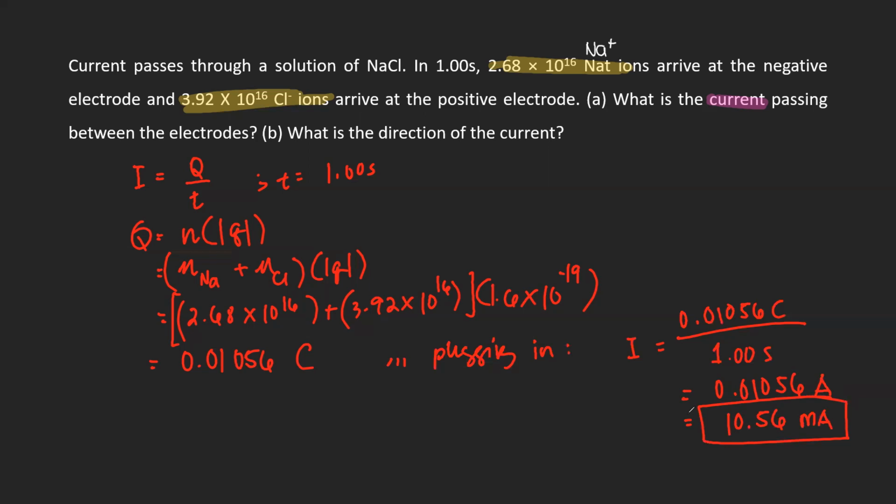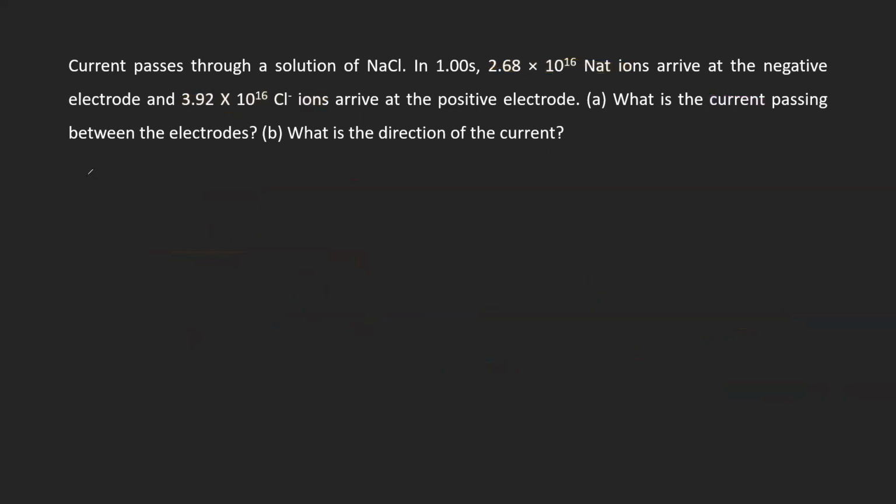That's it. Now for letter B, what's the direction of your current? So we are now referring to the direction. Conventionally, the current will flow toward the negative electrode, because if you remember in the laboratory, your current would be coming from your positive. So positive to negative. So what's the direction of the current? Toward the negative electrode.